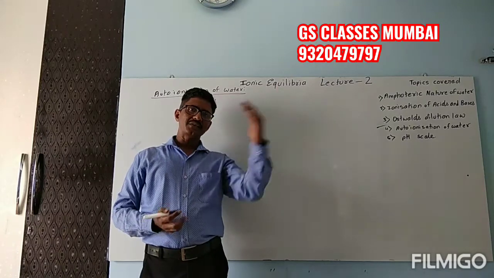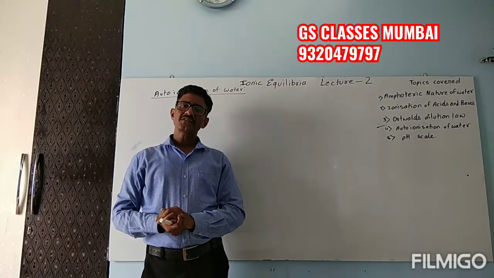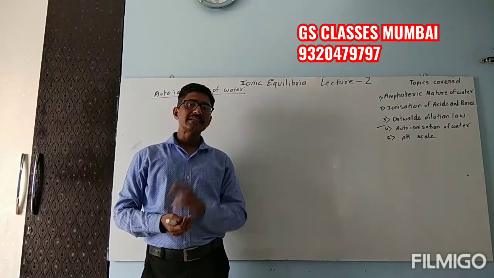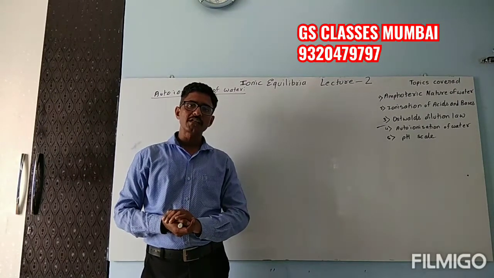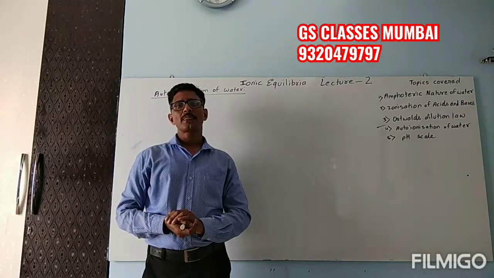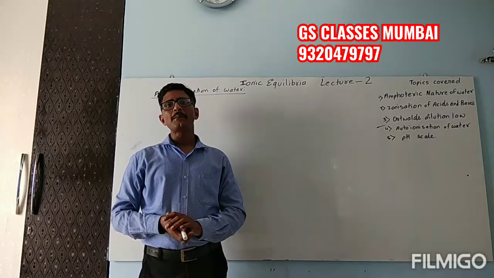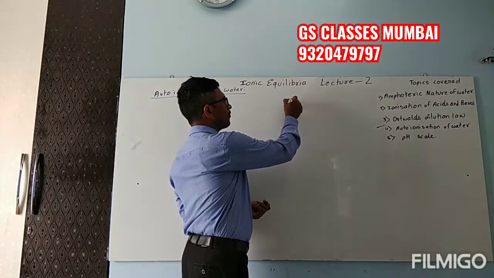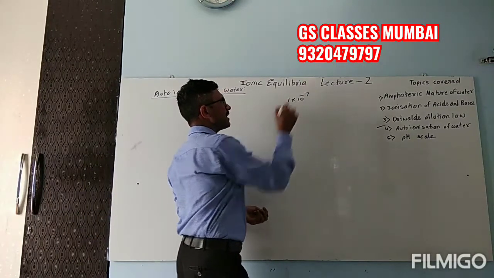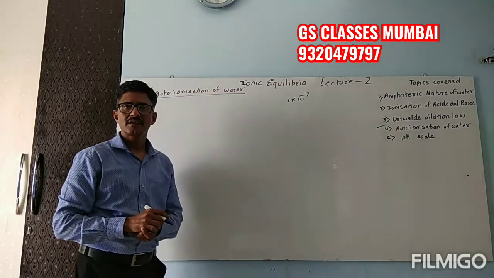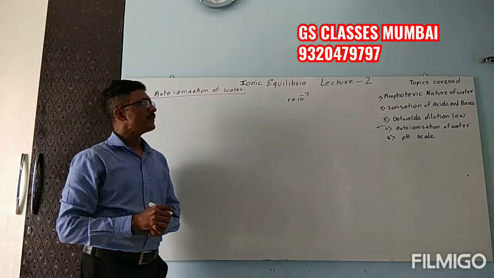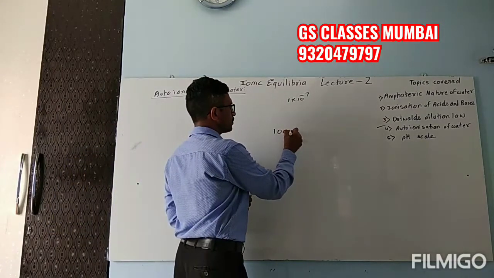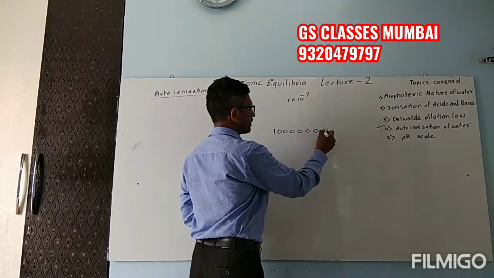But the only difference between HCl and water is the extent to which they dissociate. HCl dissociates 100%, but the degree of dissociation of water is very low. At room temperature, it dissociates to the level of 10 to the power minus 7. What is the meaning of 10 to the power minus 7? It means 1, 2, 3, 4, 5, 6, 7.